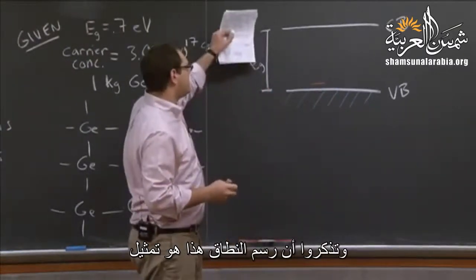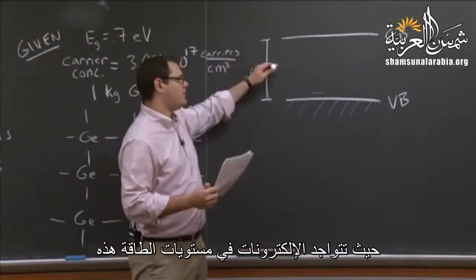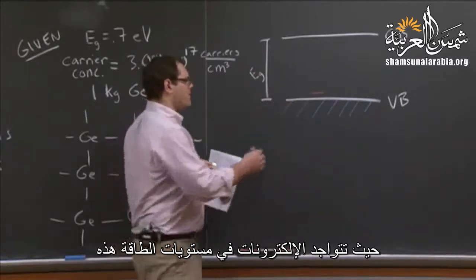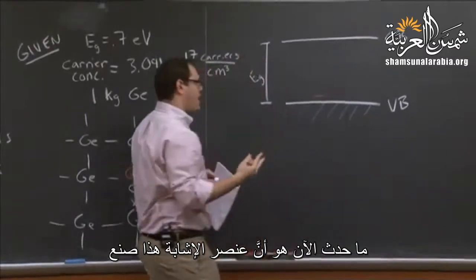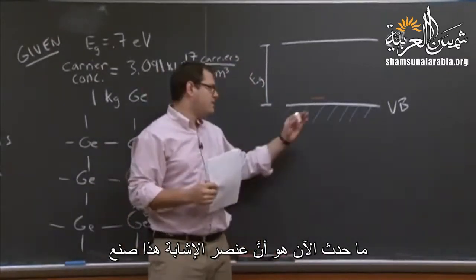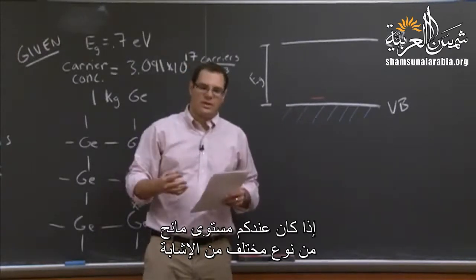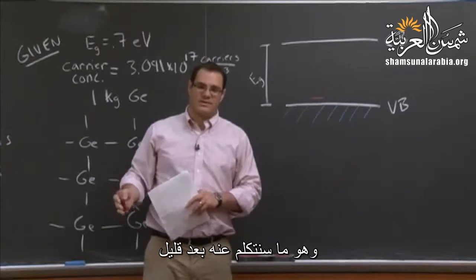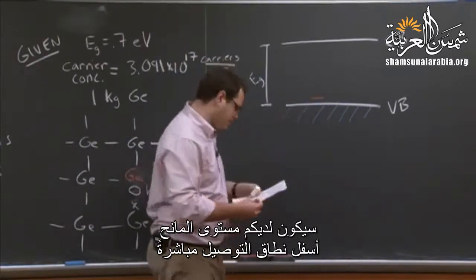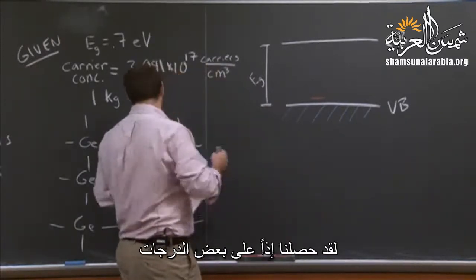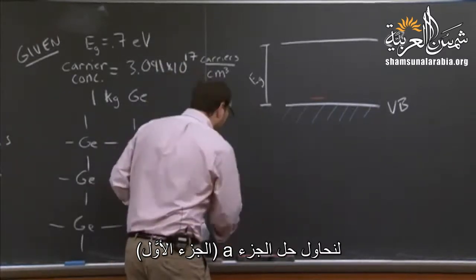And remember, this band diagram is an analogy for the energy levels where your electrons can exist. So we have these energy levels in the valence band, and energy levels up in the conduction band. What's just happened is that this dopant has created an energy level slightly above the valence band. If you have a donor level from a different type of doping, which we'll talk about in a second, you'll create a level right below the conduction band. So we've got some points. We understand the system now. It's going well. So let's actually try to do A.